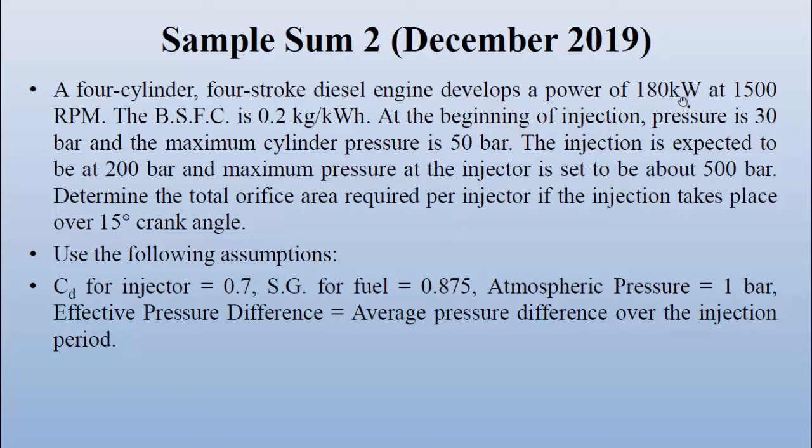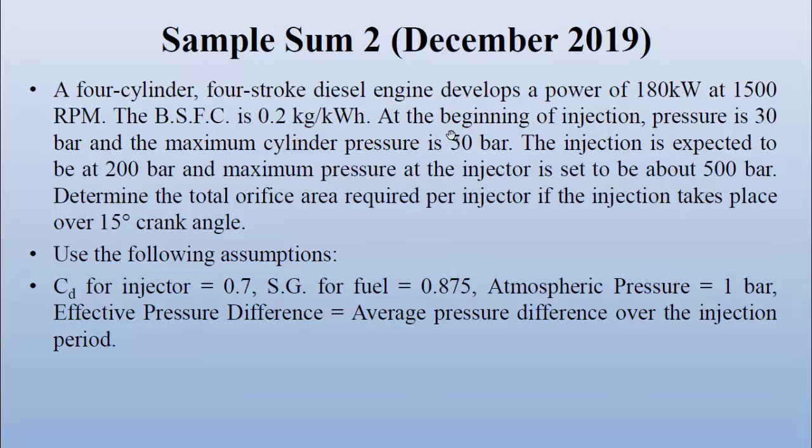It develops a power of 180 kilowatt. So 180 kilowatt is the brake power of the entire engine. Four cylinders is equal to 180 kilowatt, so we will have to find out for one cylinder at 1500 rpm. This is your engine speed. The BSFC, brake specific fuel consumption, is 0.2 kg per kilowatt hour.